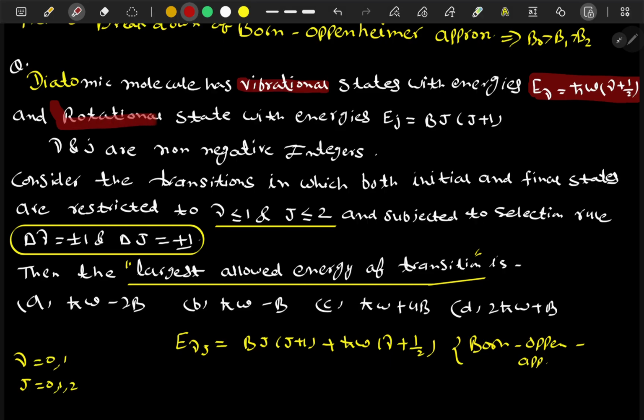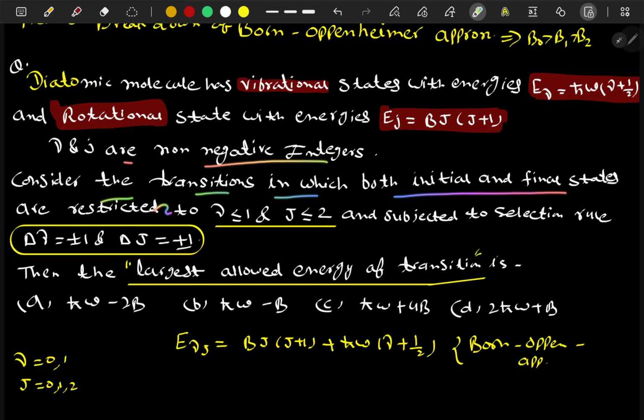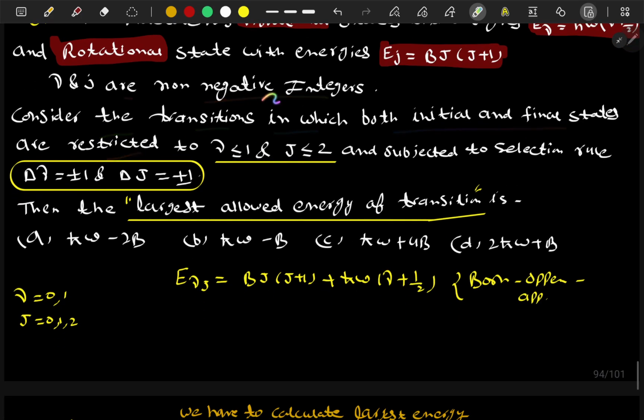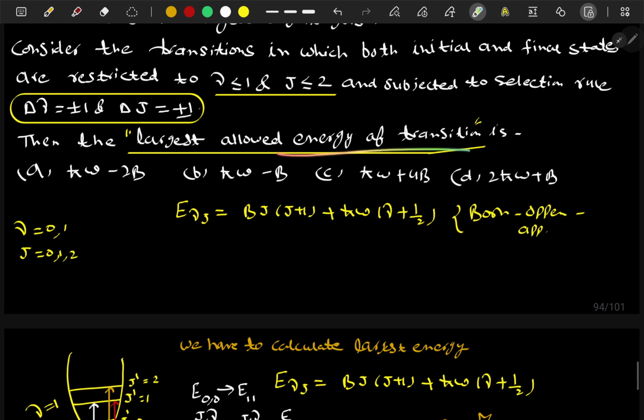And for rotational, now mu and j are non-negative integers. Consider a transition in which both initial and final states are restricted to these values. Now we have been given the quantum numbers for vibrational and for rotational. The selection rule is also given to us. Then find the largest allowed transition.